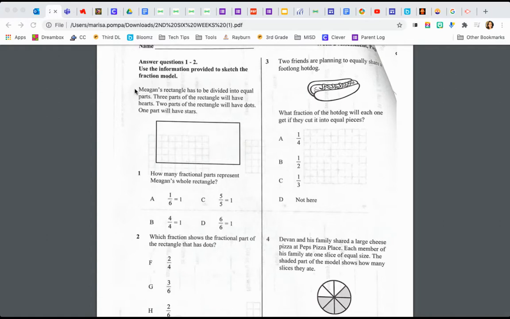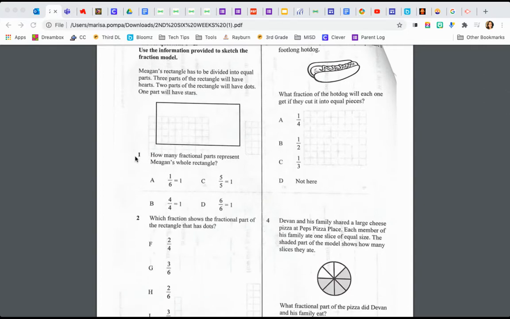Megan's rectangle has to be divided into equal parts. 3 parts of the rectangle will have hearts. 2 parts of the rectangle will have dots. 1 part will have stars. Remember to sketch here. How many total parts do you need?